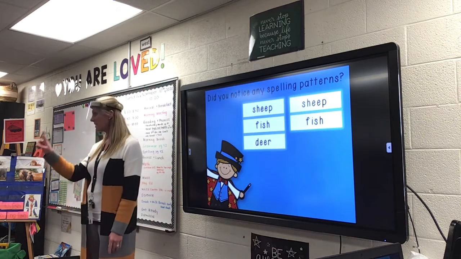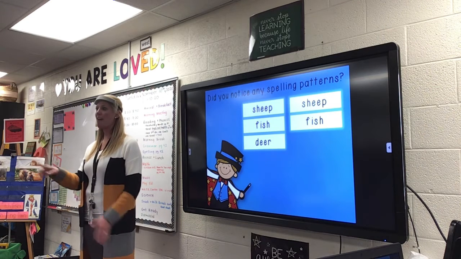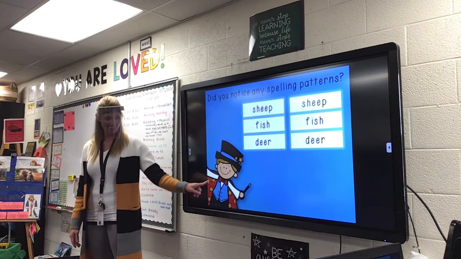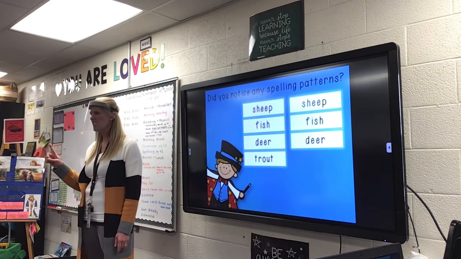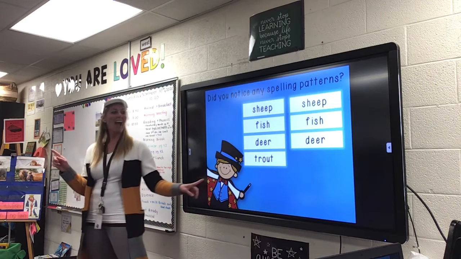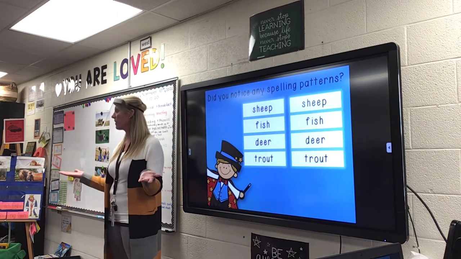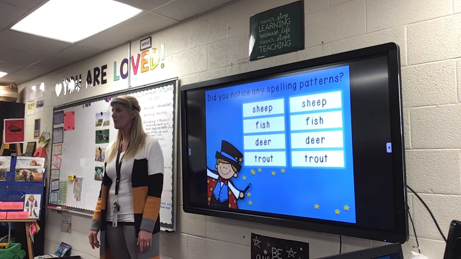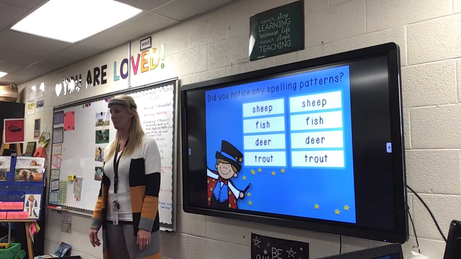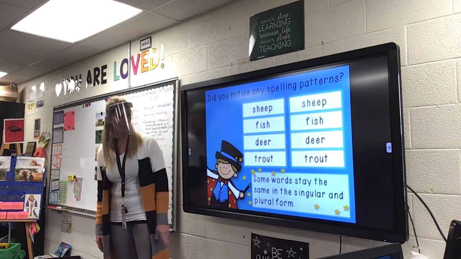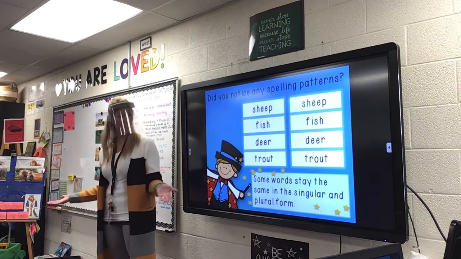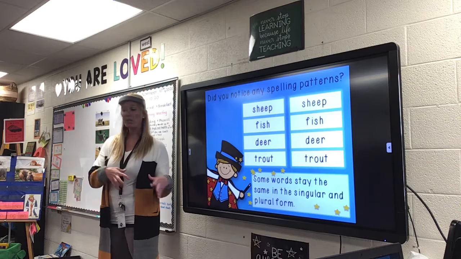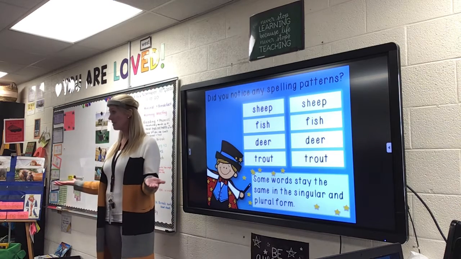If I have one deer, it's deer. If I have more than one deer, it's called deer. They're all the same thing. If I have one trout, which is a type of fish, it'll be one trout. More than one trout is just trout. You guys are so smart. So let's review. Some words you just keep the same form as singular or plural. Okay?